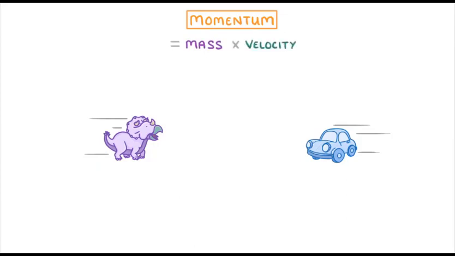In today's video, we're going to look at momentum, which is a property that all moving objects have. The main thing to know is that momentum is equal to the mass of an object multiplied by its velocity. So if we saw a 4,500 kilo dinosaur charging at 12 meters per second, then its momentum would be 4,500 times 12, so 54,000 kilogram meters per second.